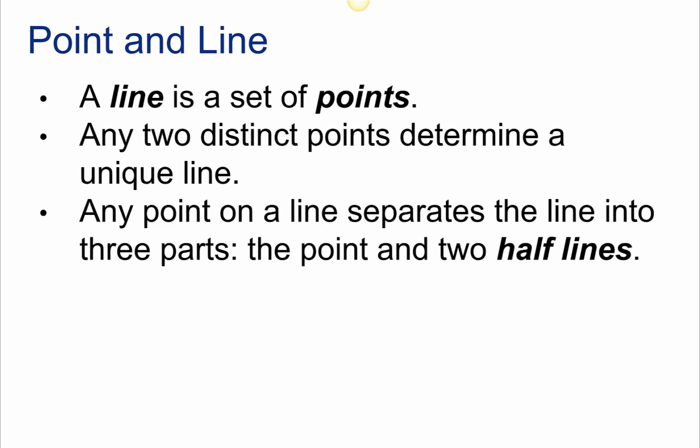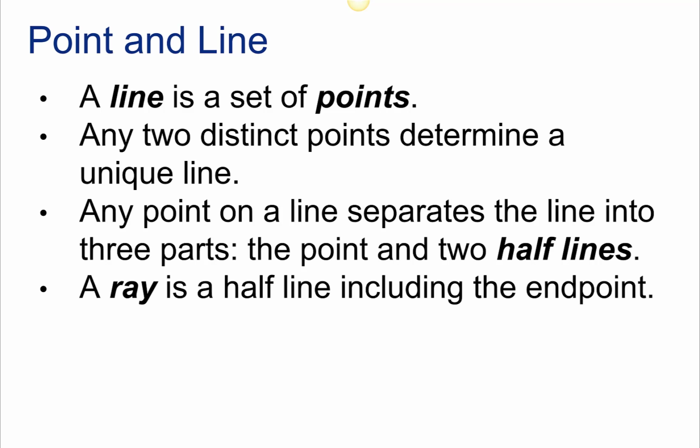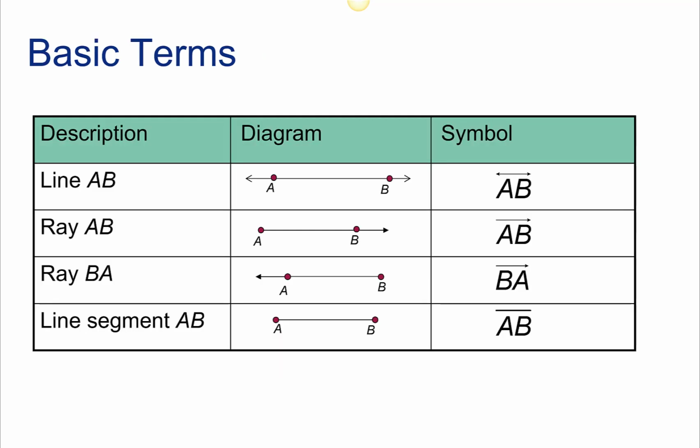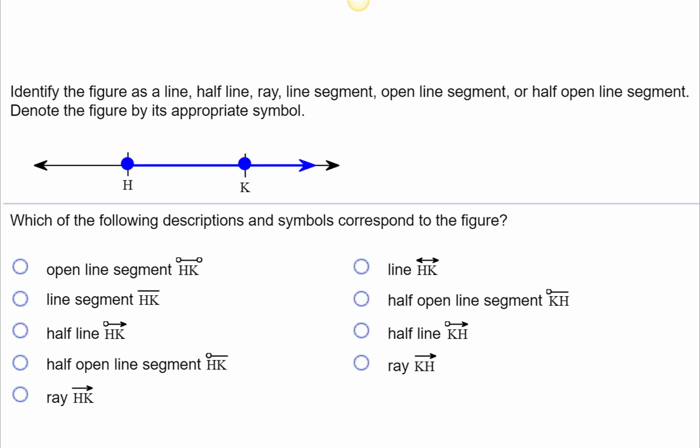Any point on a line separates the line into three parts, the point itself and two half lines. A ray is a half line, including the endpoint. A line segment is a part of a line between two points, including the endpoints. Here's a table that shows the basic terms with the descriptions, the diagrams, and then the symbols that are used to specify those particular line parts or lines themselves.